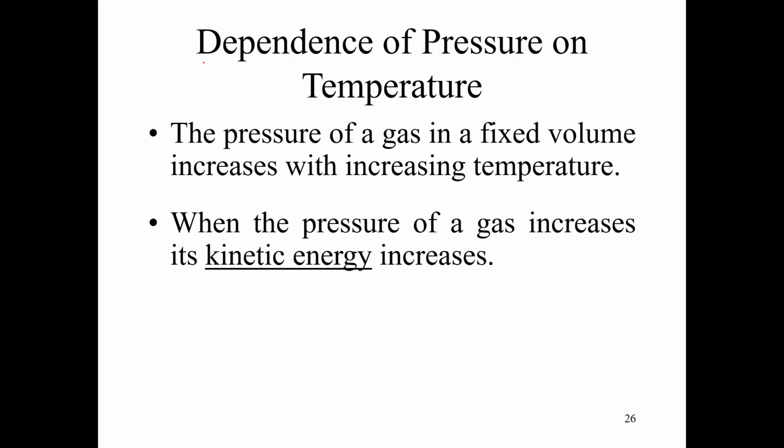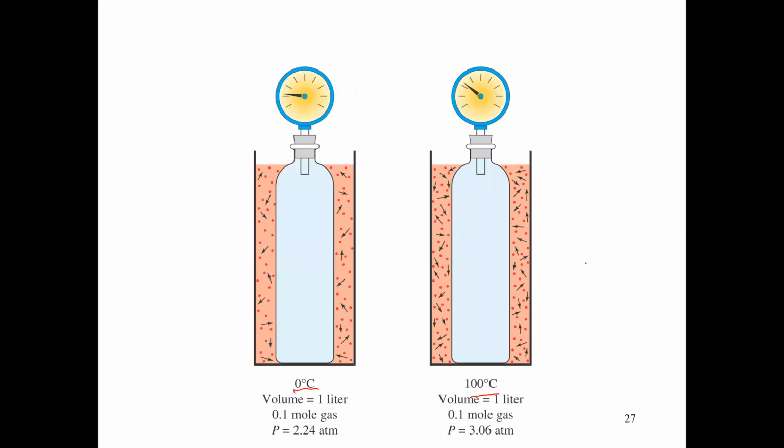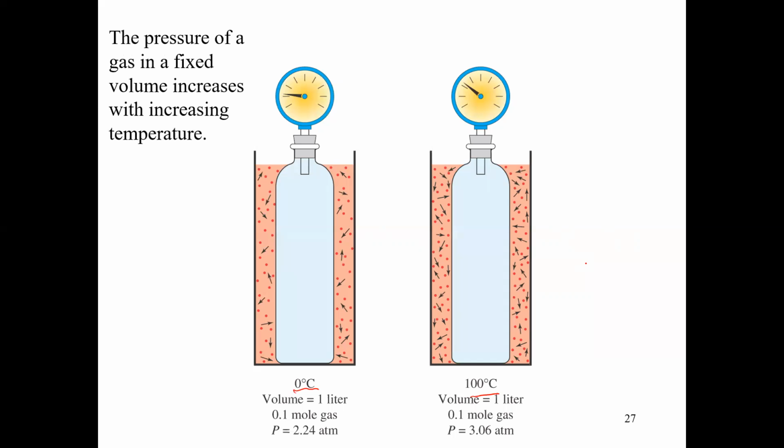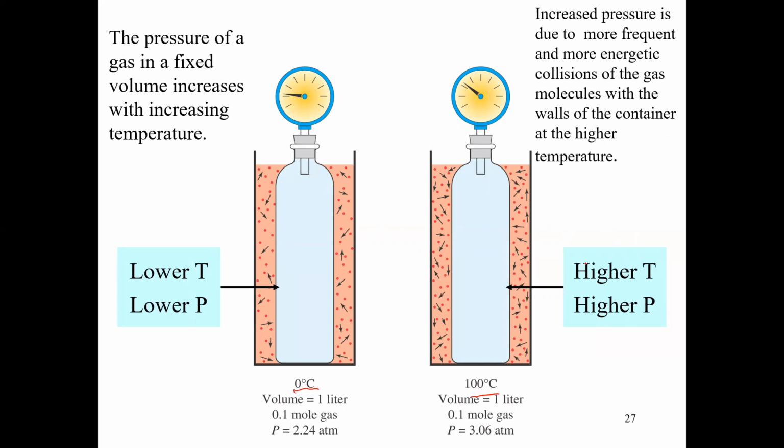When the temperature of the gas increases, the kinetic energy increases again. KE equals 1/2 the mass times the velocity squared. The increased kinetic energy of the gas results in more frequent, more energetic collisions with the walls of the container. In different examples of this, the pressure is higher at 100 degrees Celsius versus zero, and this can be calculated also, related to the more collisions at the higher temperature. Lower T, lower P; higher T, higher P.